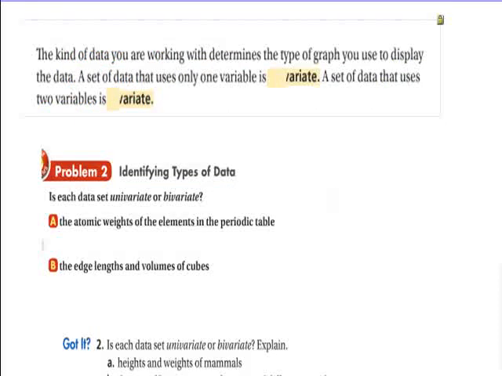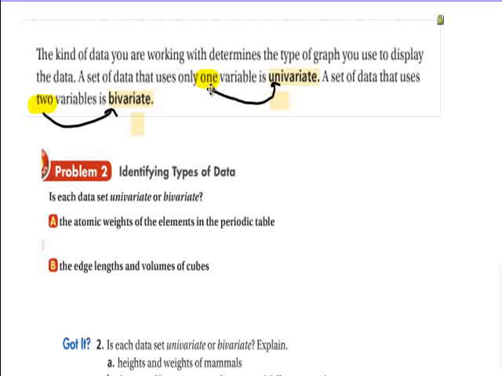A couple more things we want to talk about. The kind of data you are working with determines the type of graph you use to display the data. A set of data that uses only one variable, so here's a key right here, we're talking about one variable, is going to be univariate. One meaning uni, of course. And a set of data that uses two variables, so the key part here is 2, and the prefix for 2 is bi, so bivariate. So I'll give you your key here: 2 is going to qualify as bivariate, and 1 is univariate.